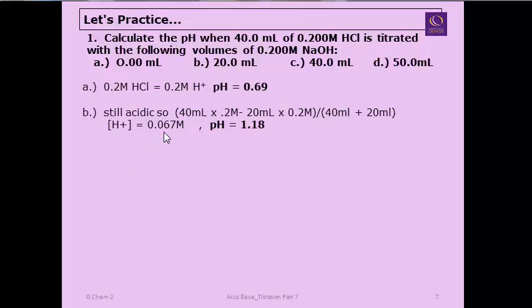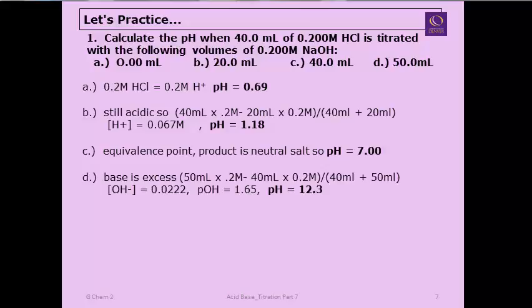Anyway, you solve this, you get an H plus concentration of 0.067. Calculate pH, minus log of that. Whenever you're titrating a strong acid with a strong base, you're creating a neutral salt, so consequently, if you hit the equivalence point, the pH is 7.